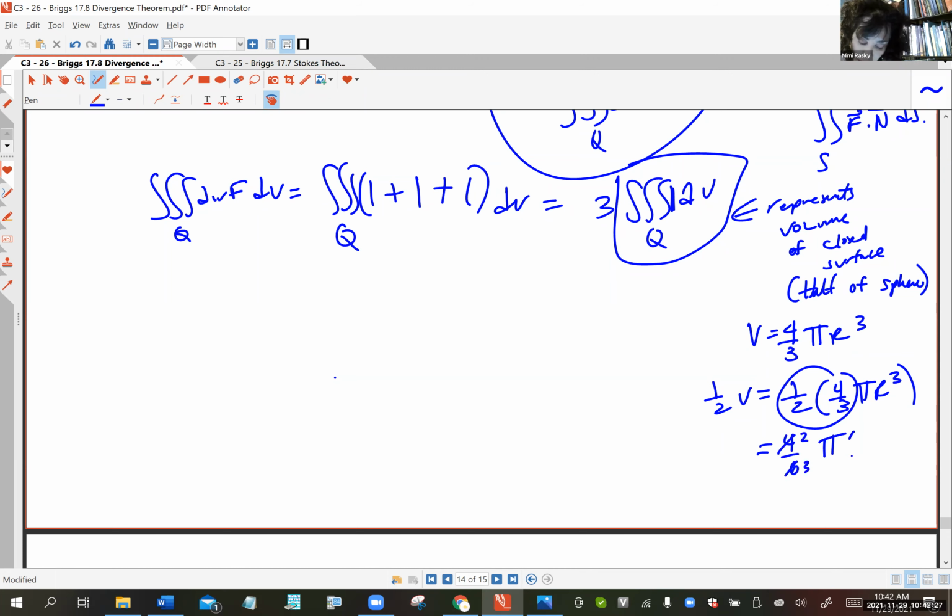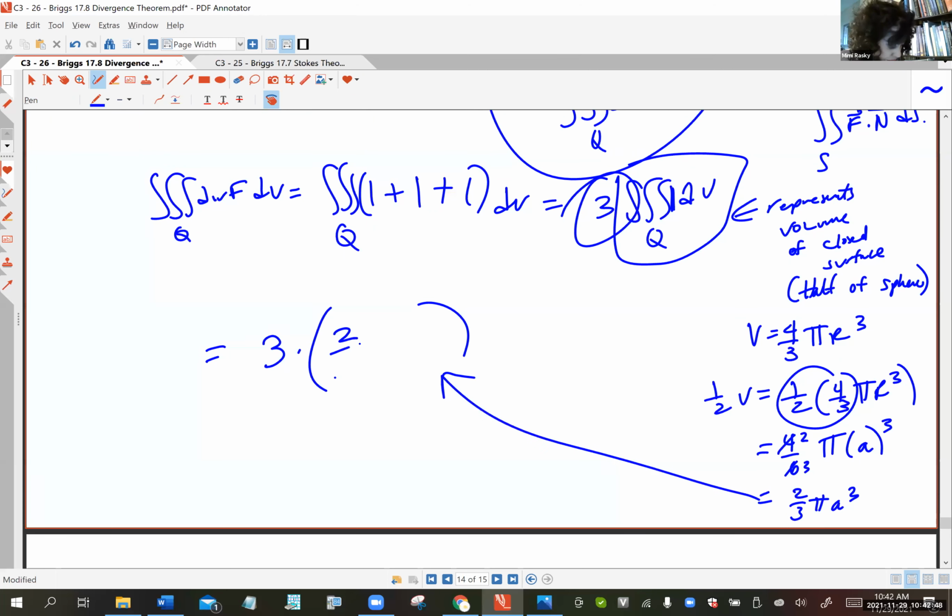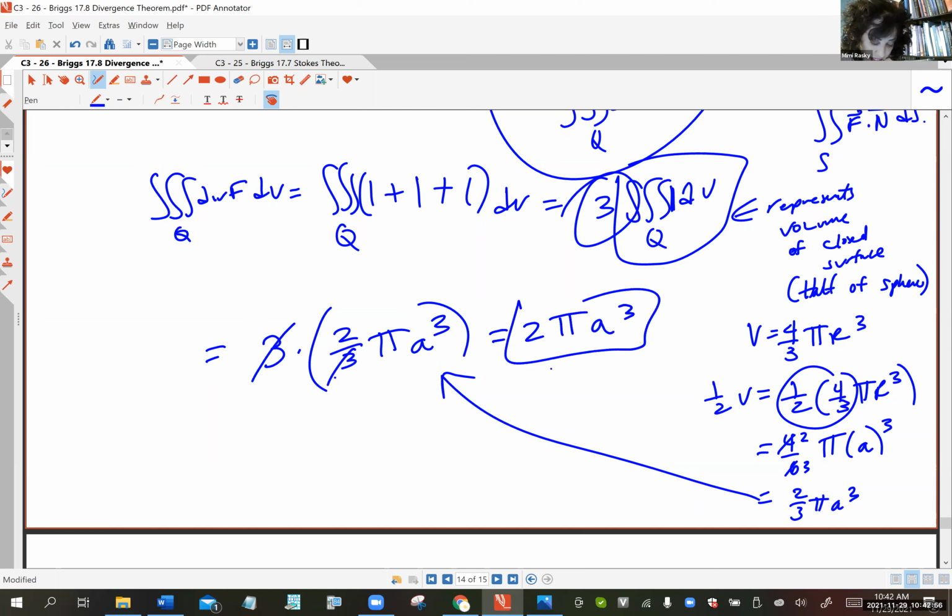The radius, we don't know what the radius is. It's just some variable a. So when all is said and done, the volume will be 2/3 pi a cubed. But then don't forget this 3 over here. So we're going to have 3 times this 2/3 pi a cubed. That's the volume. And then we can reduce because the 3's cancel, and we get 2 pi a cubed. Let's save this for later.